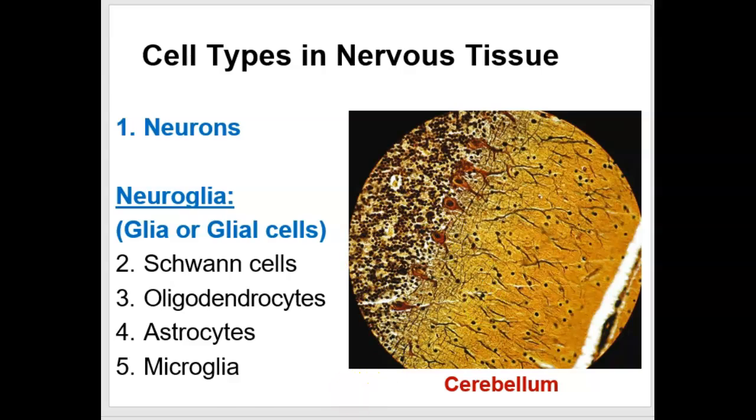Many of those are a different kind of cell that we collectively would call a neuroglial cell or just neuroglia. Sometimes people call them glial cells. I call them glial cells or glia. These are just non-neurons. Any cell that's in the nervous tissue that's not a neuron is a glial cell. And there are 4 different types: Schwann cells, oligodendrocytes, astrocytes, and microglia. Let's first look at the structure of neurons.